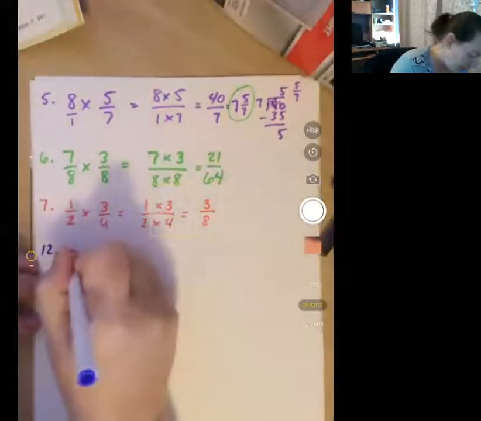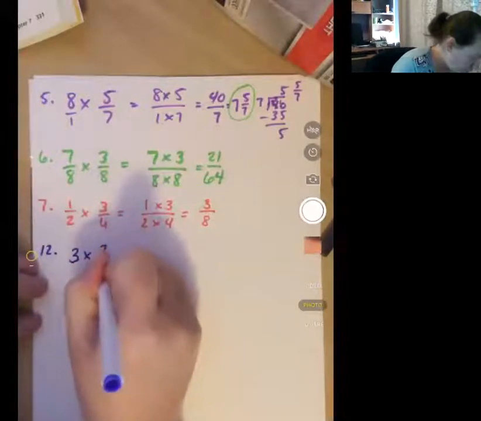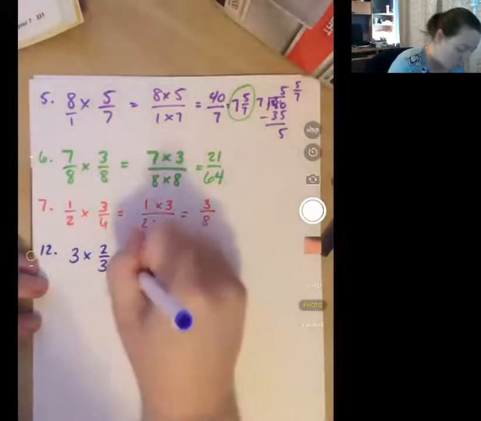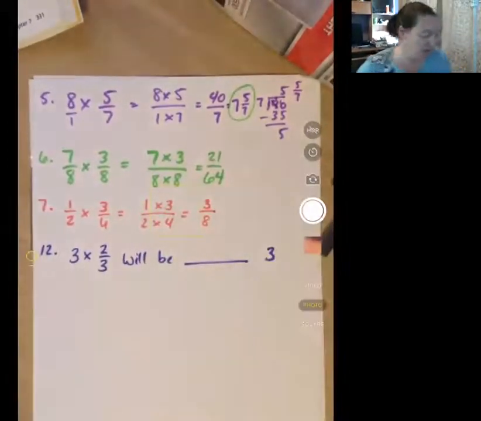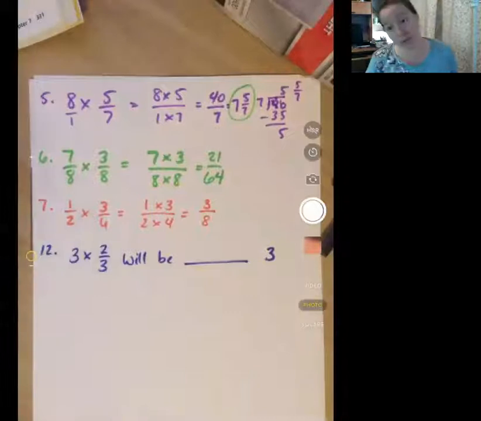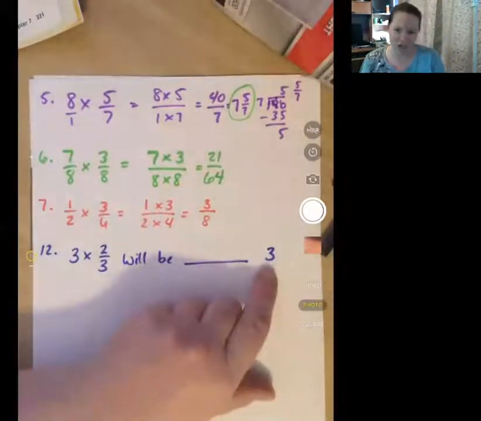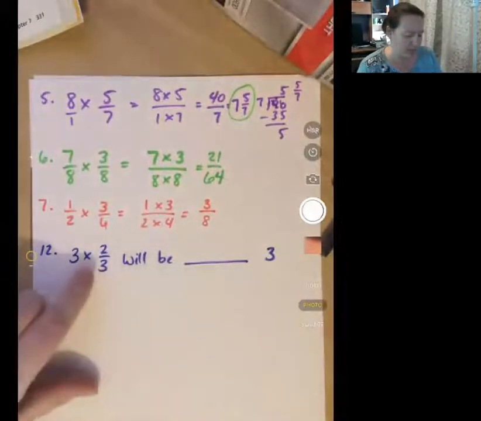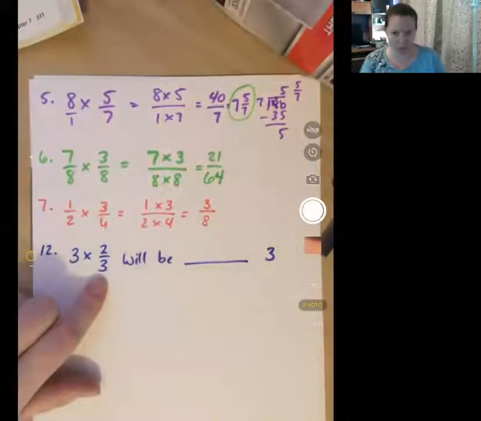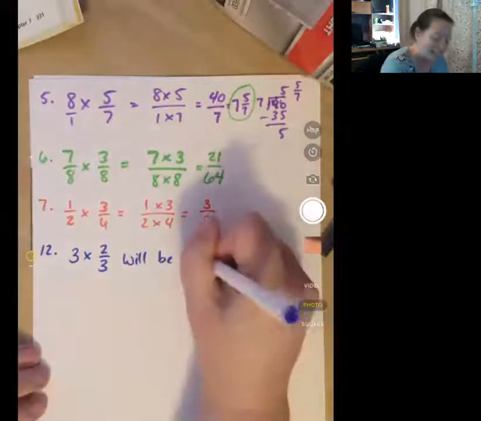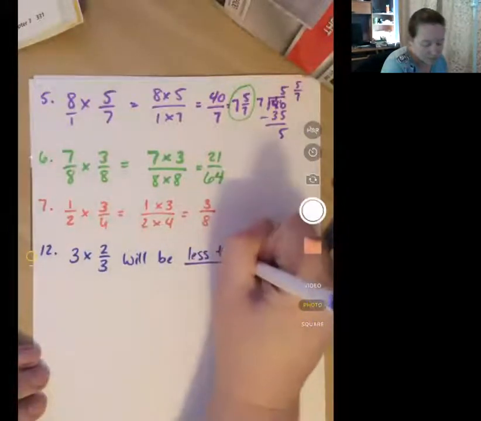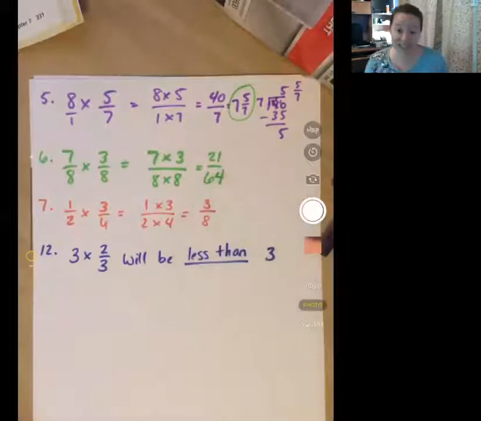Number 12 says 3 times 2/3 will be blank 3. So right here, we're looking for equal to, greater than, or less than. Well, I have the whole number. I'm only taking parts of the whole number. I'm not taking all of the whole number, I'm just taking parts of it, which means it is always going to be less than. It'll be less than the whole number.